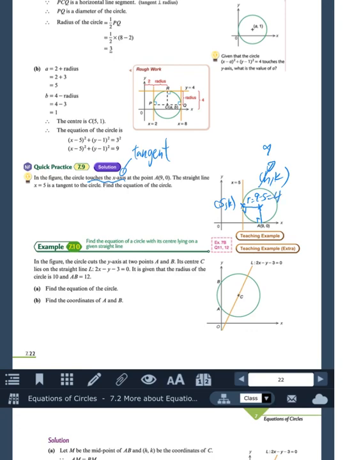If the radius equals 4, then k will be 0 plus 4, which is 4. Therefore, we have the center (9, 4) and the radius is 4. Then the equation of the circle is (x minus 9) squared plus (y minus 4) squared equals 4 squared. 4 squared will be 16.